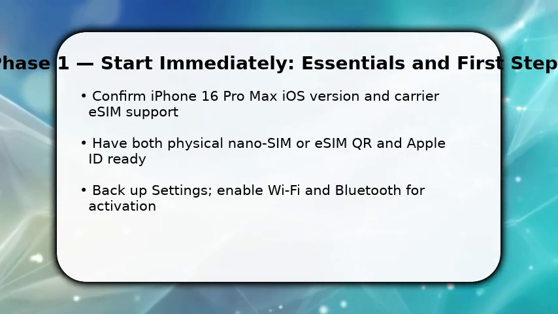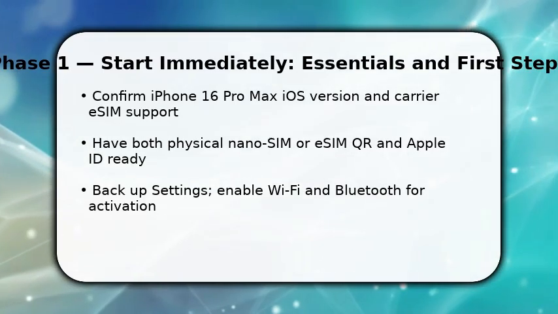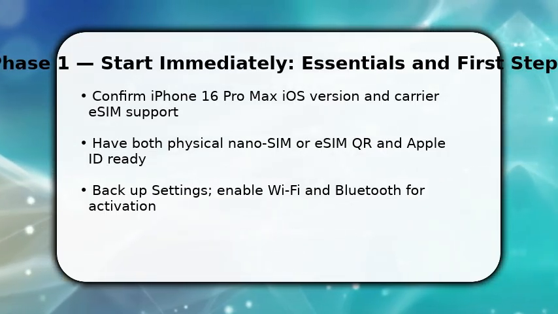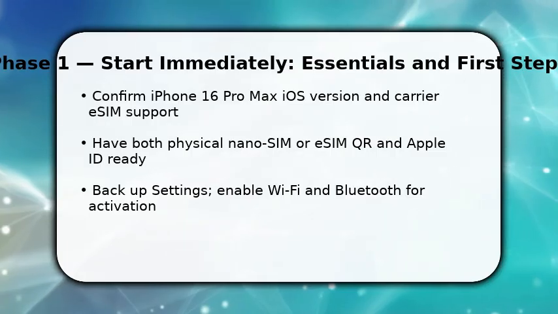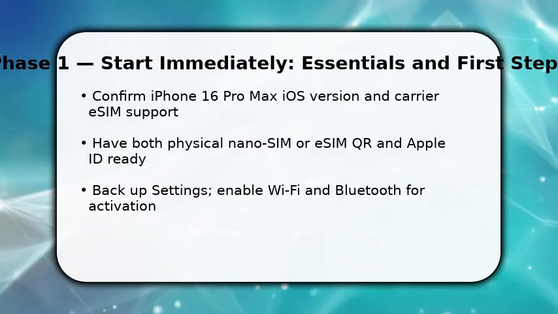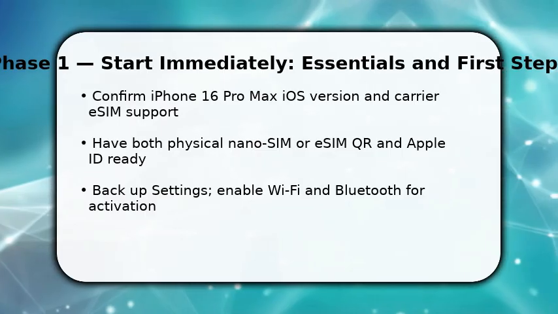Enjoy the video. You start by confirming your iPhone 16 Pro Max is updated and that both carriers support eSIM or dual SIM. Once done, open Settings and tap Cellular. Choose Add eSIM and scan the QR or use Carrier app. Make sure you're signed into your Apple ID. This links plans to your device.